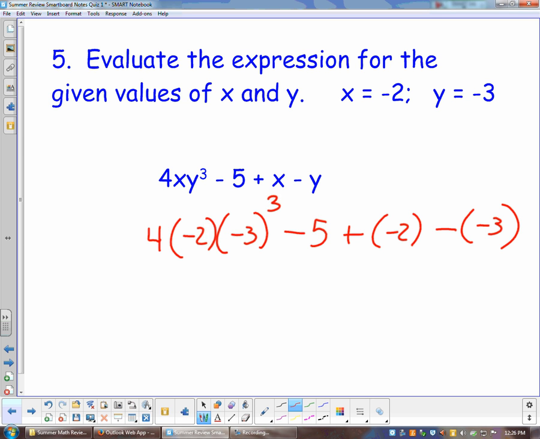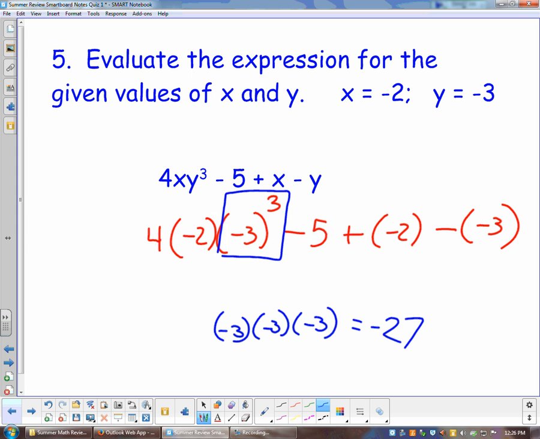All right, again, order of operations. So I'm going to do exponents first. I have a negative 3 that's being raised to the third. Only the negative 3 is being raised to the third, but that's going to be negative 3 times negative 3 times negative 3, which is equal to negative 27. So I have 4 times negative 2 times a negative 27 minus 5 plus a negative 2, and then minus a negative 3. You know that minus a negative is the same as plus a positive. So I'm going to change this to a plus 3 here.